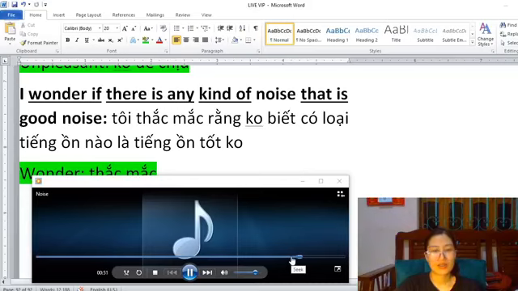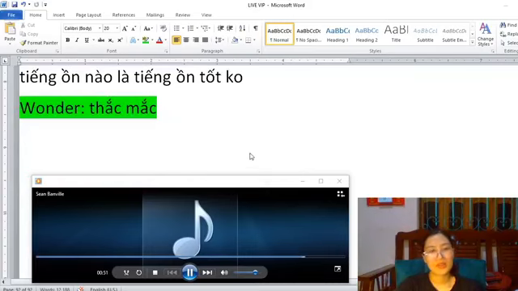The very word noise has a negative meaning.